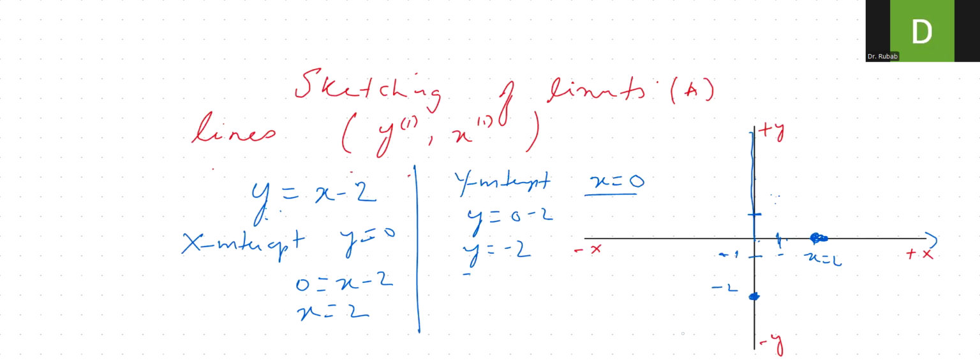So you got two points. When you have two points, you can join them and get the direction of the equation. So this is y = x - 2. This is also an inclined line. So there are three types of lines in the graph: horizontal lines, vertical lines, and inclined lines.